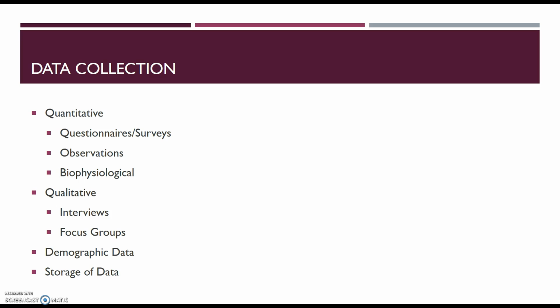And then data collection with quantitative, typically it's with questionnaires or surveys. You can do observations, and then biophysiological. This is really looking at lab values and that sort of thing, which may or may not be applicable to your studies. Qualitative, really focus on interviews and focus groups. And then, of course, you'll have a demographic component. Most of you will have a demographic component to your data.